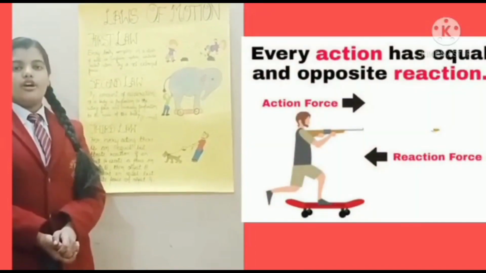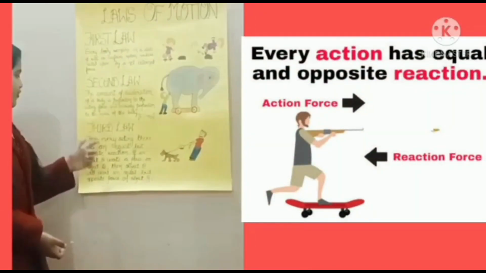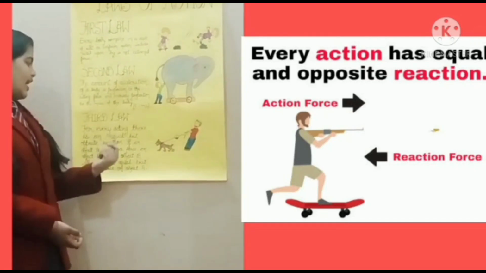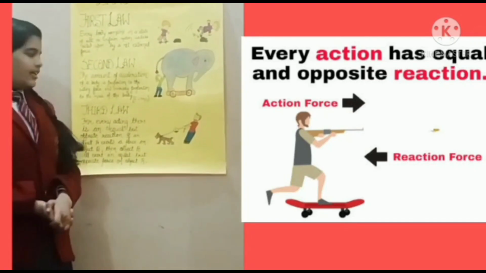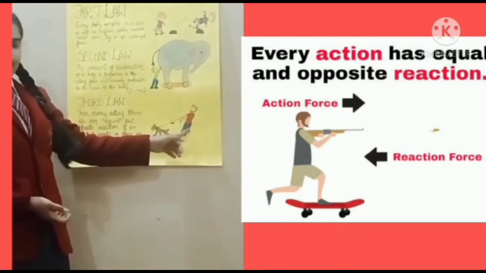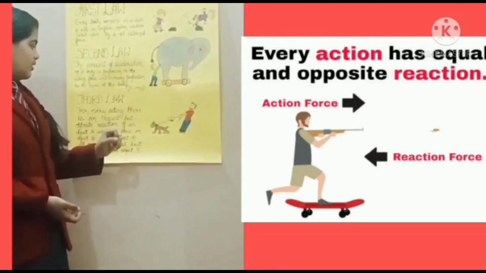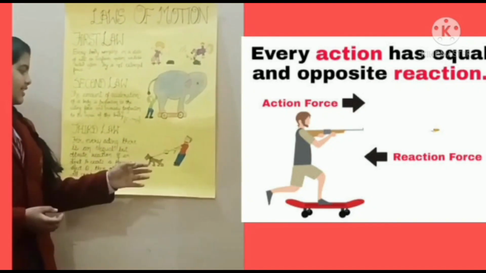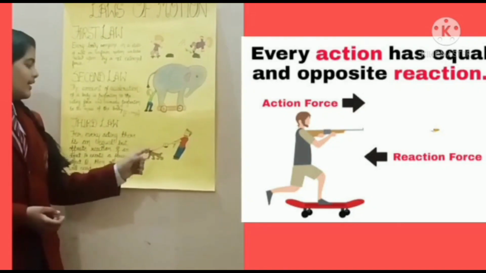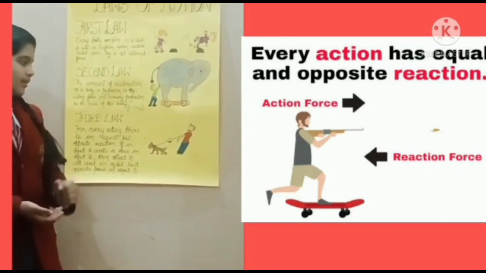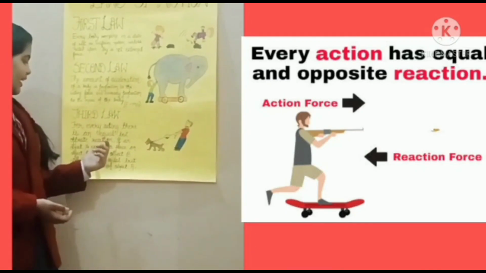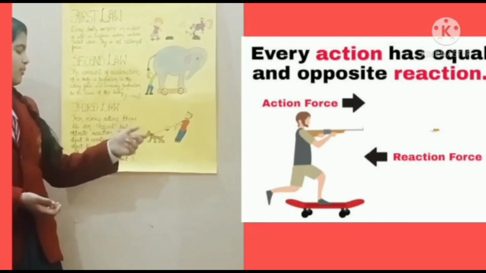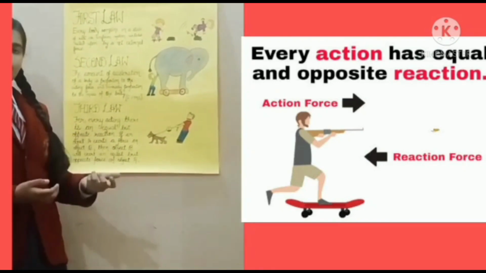The third law of motion tells us that for every action there is an equal but opposite reaction. For example, here we can see this is the object A and this is the object B. Suppose if object A exerts a force on object B, then object B will exert an equal but opposite force.